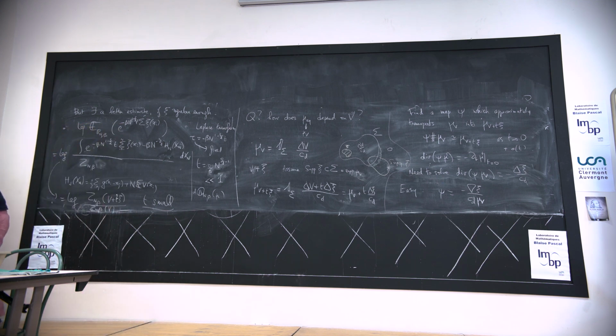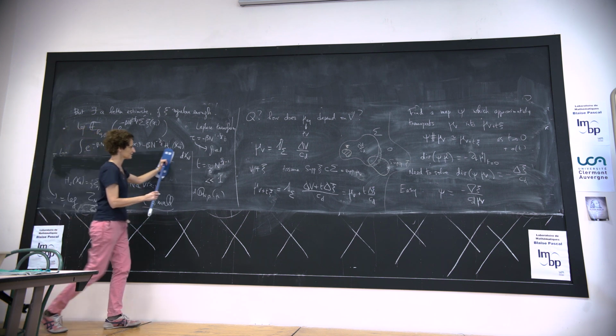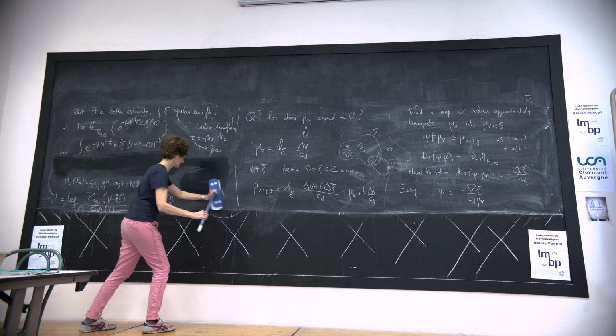Okay, so now we have an approximate transport map. It's this psi. And we know exactly where it's supported, how regular it is, everything.